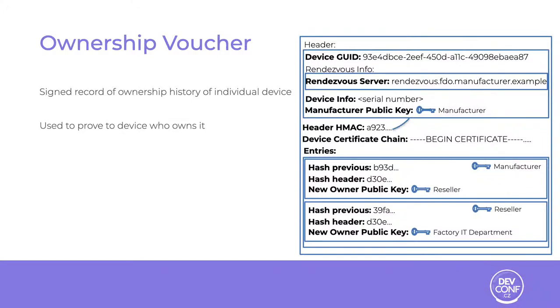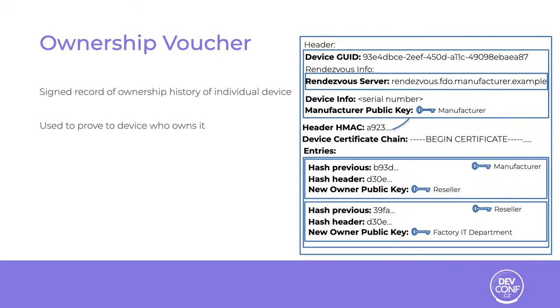It contains some device information, so that when you, as the owner of a device, look at the ownership voucher, the serial number, for example, will be registered in it, so you can easily see which device it is. Then the public key of the manufacturer is initially registered. There will be an HMAC computed over that by a key that is stored in the device and never leaves the device. The device uses this so that it doesn't have to store the ownership voucher, but can later verify the ownership voucher it is sent as part of the protocol, so that it can trust it.